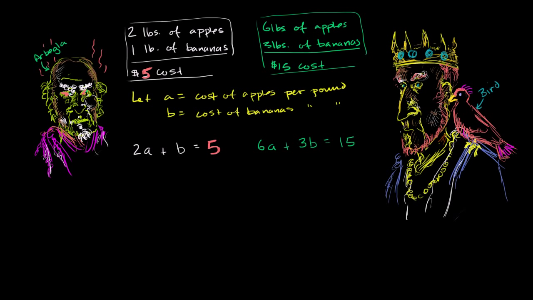So you do that. You multiply this entire equation. You can't just multiply one term. You have to multiply the entire equation times -3 if you want the equation to still hold. So 2A times -3 is -6A. B times -3 is -3B. And then 5 times -3 is -15.